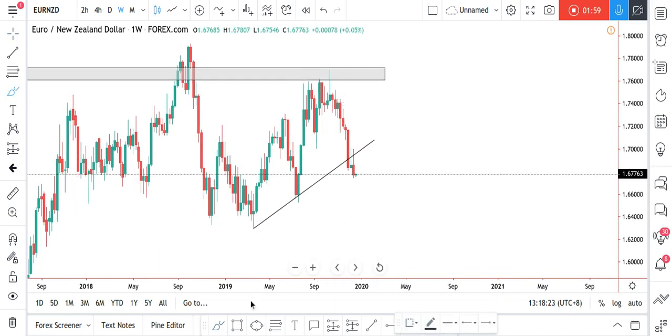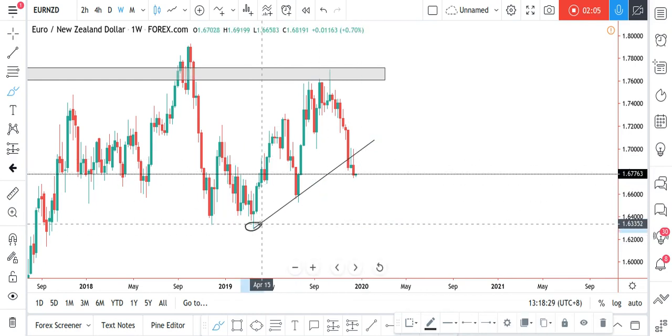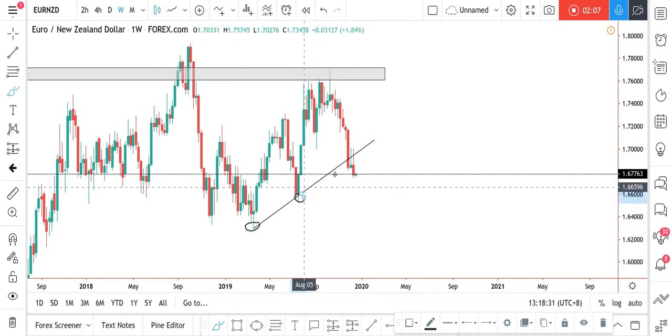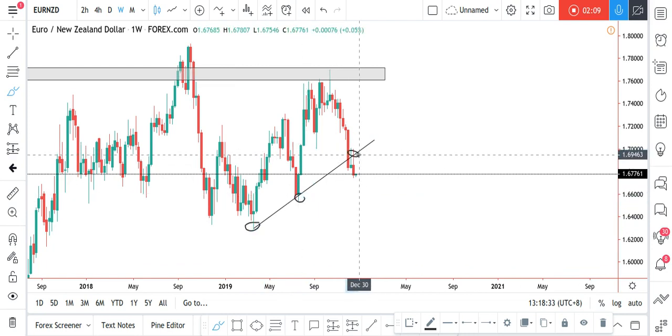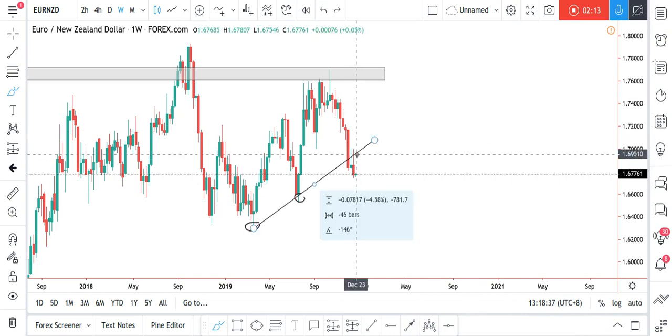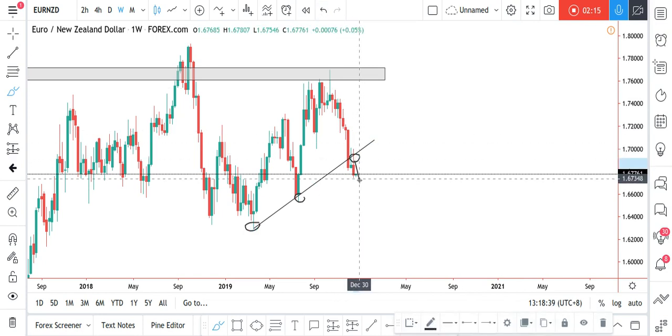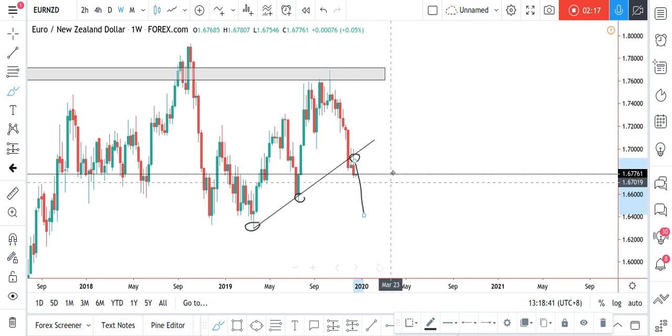All we need to do basically on a daily perspective is find our entry for this pair. So over here it was tested as support, it was then tested as support, it then broke out and was retested as previous support, now turned resistance. So we can expect the market to further continue to the downside.